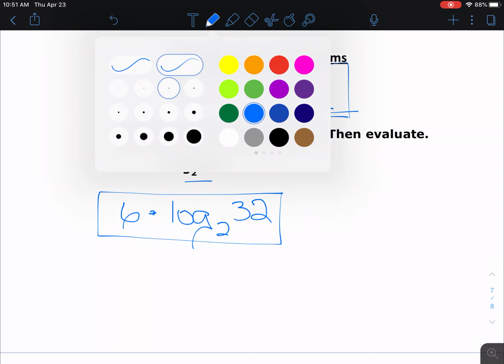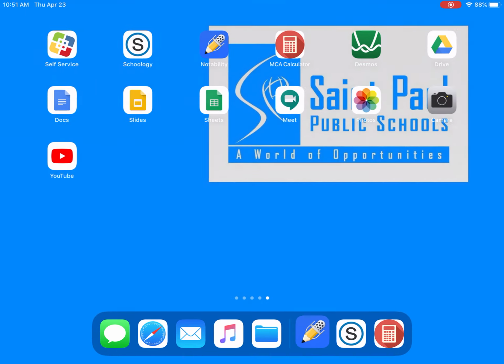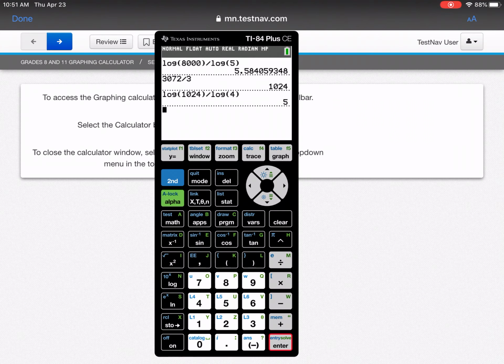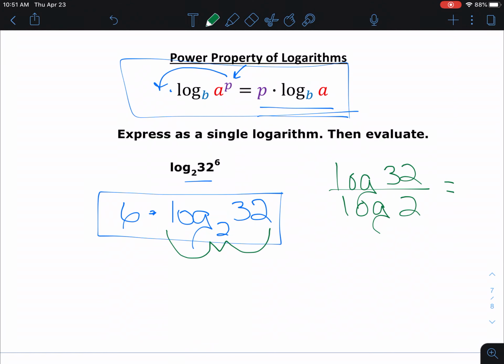In order to evaluate, what I want to do is I got to figure out what this is first, and then I can multiply it by 6. So I really want to just figure out what that is by doing change of base. So I'm going to say log 32 divided by log 2 first. What is that? Or 2 to what power is 32? You can do that either way, but I'm just going to do this on my calculator. Log 32 divided by log 2. Okay, that is also 5. Okay, so this is 5.